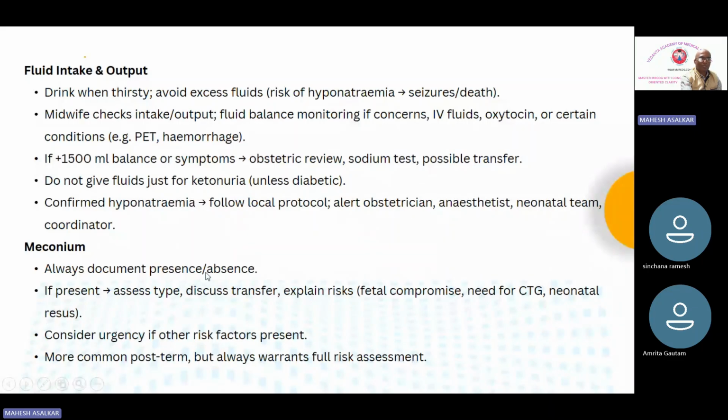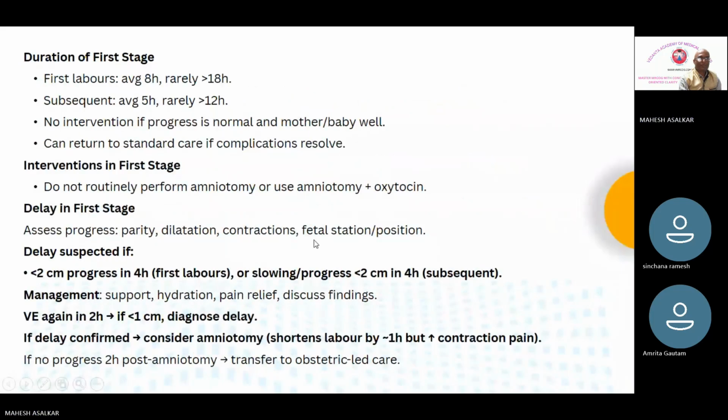For meconium, always document presence or absence. If present, assess for type, discuss transfer, and explain the risk. So these are the things about the meconium. Now, what is the duration of the first stage?